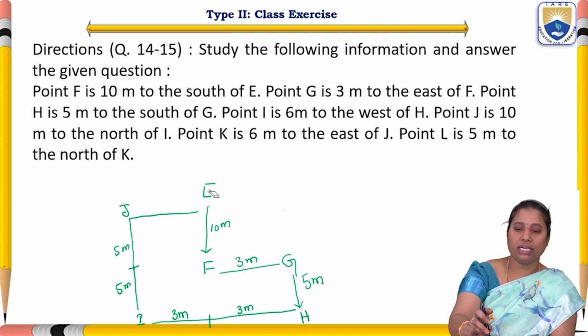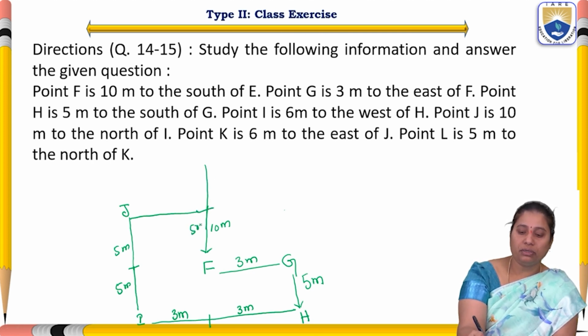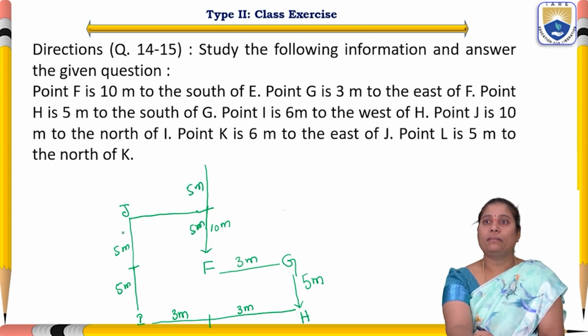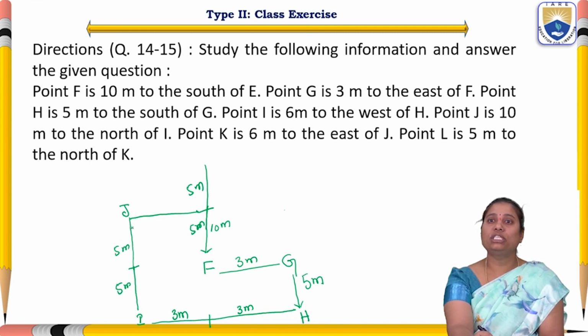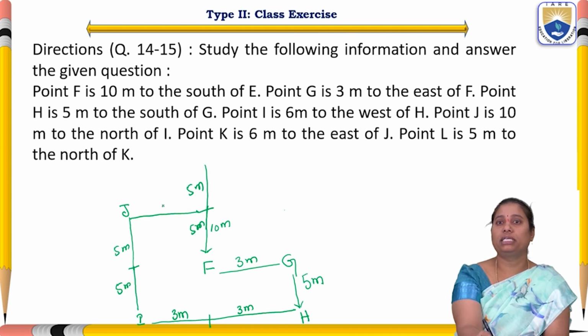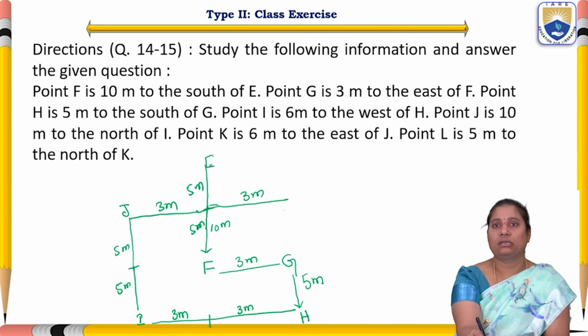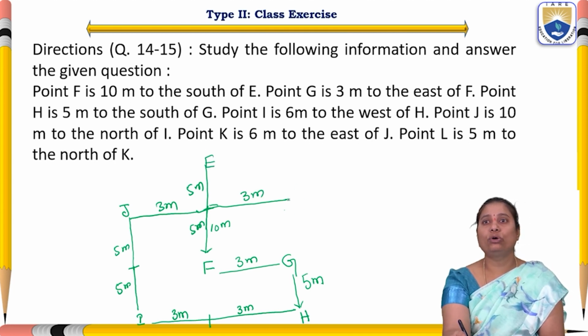So above also we can change this east position. Up to here it is 5 meters, up to here it is 5 meters. From J, K is 6 meters to the east of J, so from J, here it is parallelly 3 meters and here it is 3 meters. And here is located this person called K.